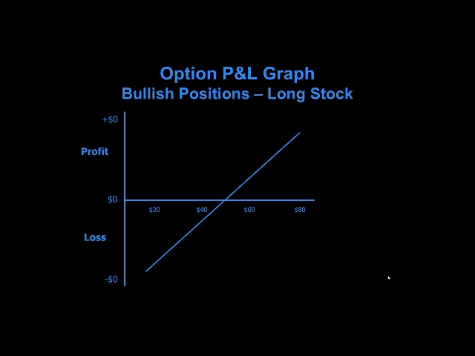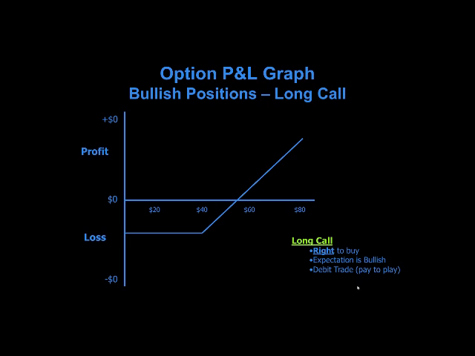Now if we come into this, a long stock position is very basic. For every dollar tick up, you make $1. For every dollar tick down, you lose $1. Very basic. A long call position, your loss is limited to the cost of the call. With long calls, you have rights, and the expectation, of course, is bullish, and it's a debit trade. So when you hear me refer to debit trades and credit trades, it's very basic. A debit trade is where you have to pay money to put the trade on.